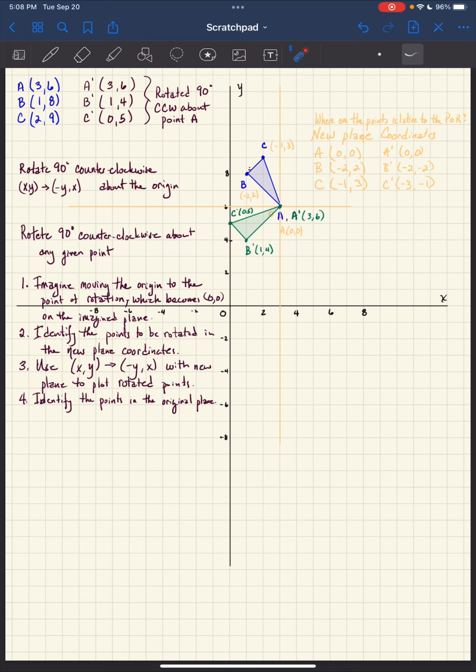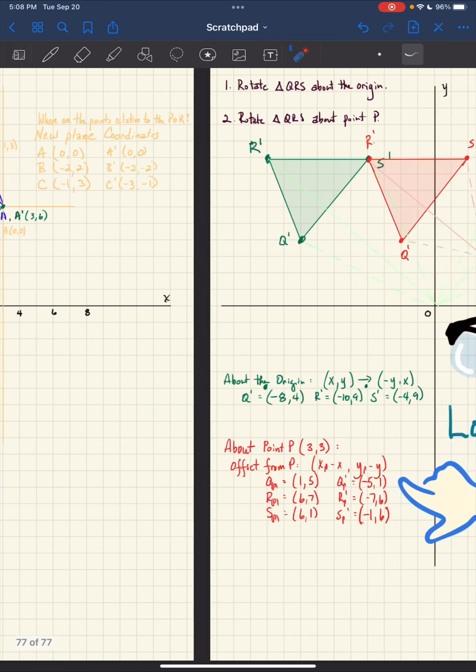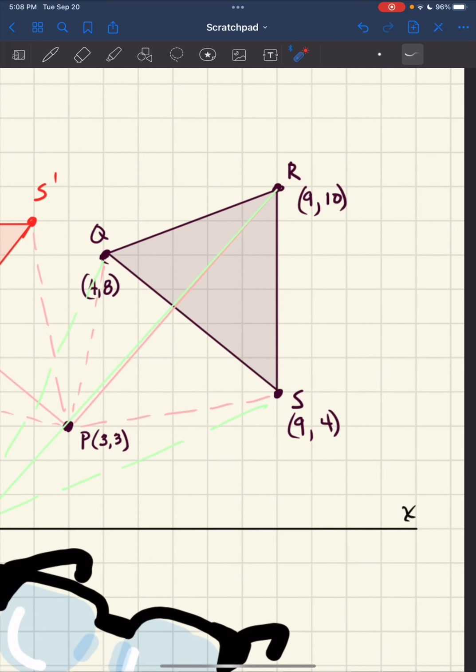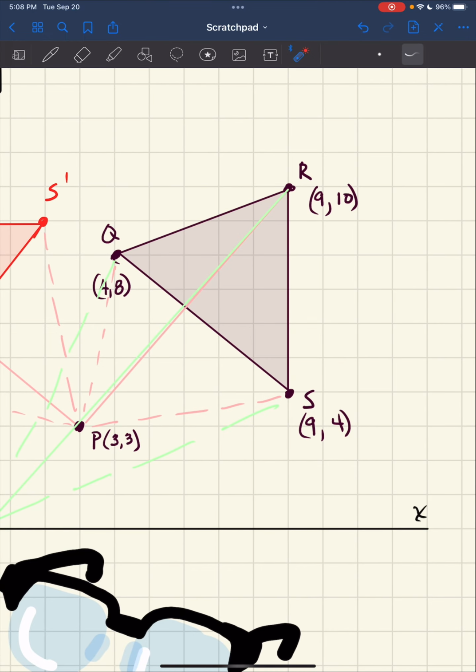Now, our point was the same point or a point that was already in the figure. What happens when it's not a point that's already in the figure? Well, I drew out a couple other things for us to look at here. So I just created this triangle, QRS, with vertices at 4, 8, 9, 10, and 9, 4. And then I created another point down here called P at 3, 3.